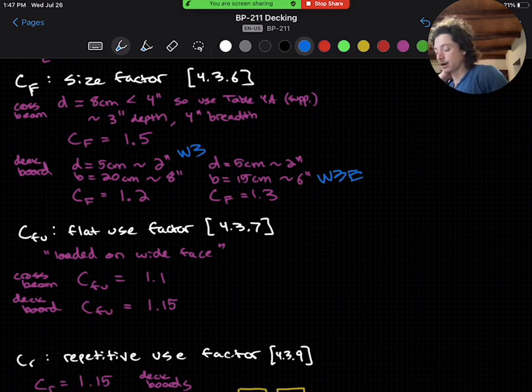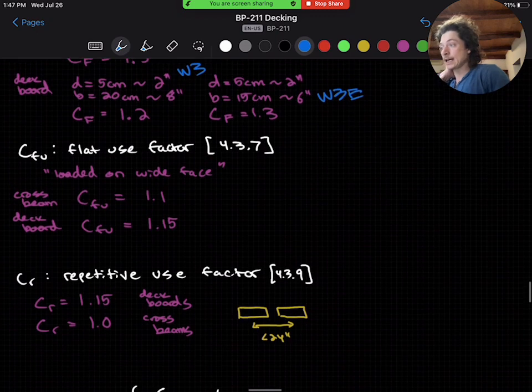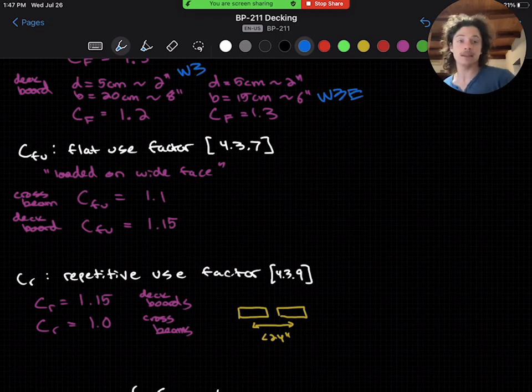Now, finally, CR, our repetitive use factor. You want to be careful. Sometimes this value is already included if you're reading values off the decking tables, which is table 4E in the NDS. But because we did not read these values off the decking tables, we will also apply a repetitive use factor from section 4.3.9. And that is going to be 1.15 for our deck boards. And that does not apply for crossbeams, so it will be 1.0. But this is because our boards are being used as decking and they're spaced under 24 inches on center.